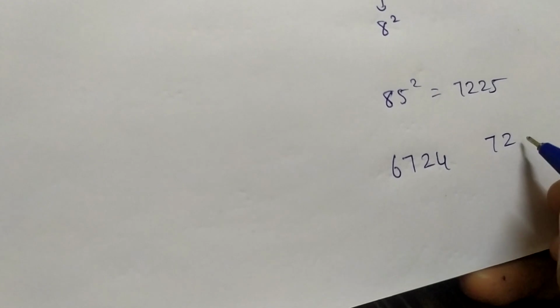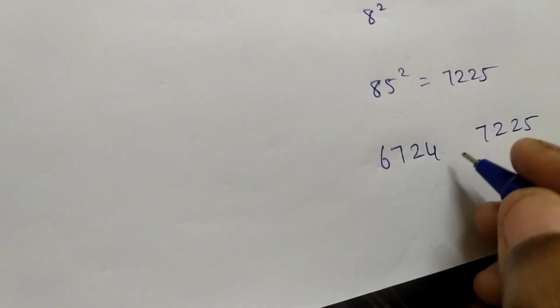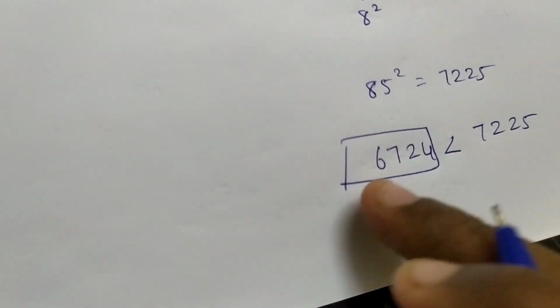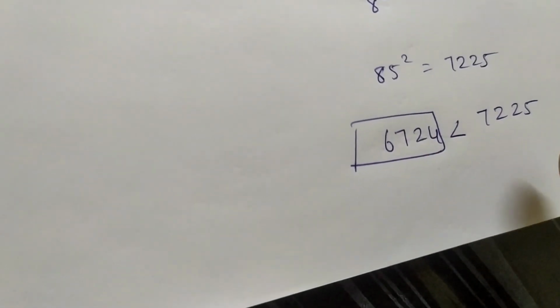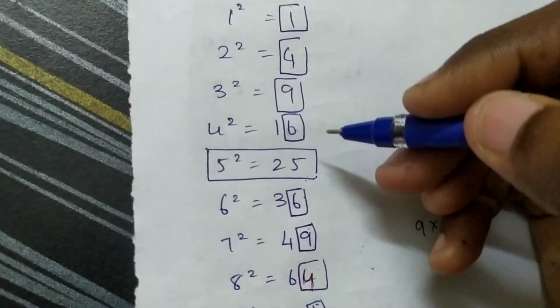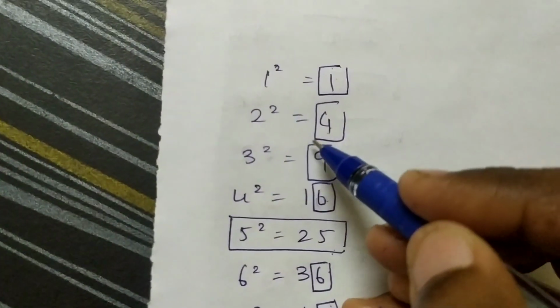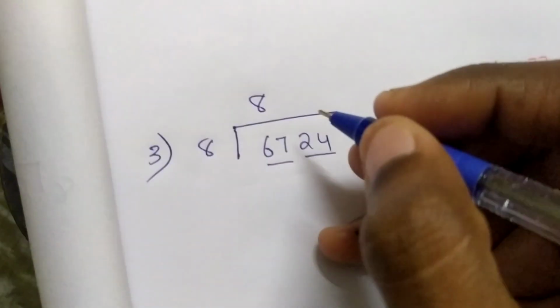6724 and 7225. This number is smaller than 7225. So what you have to consider is a number which is smaller than this 5 square. Here the last number is 4. Therefore you have to consider this 2. So you will get 2.